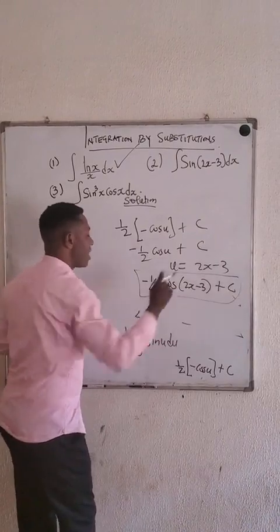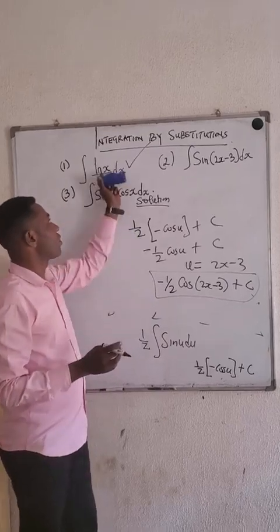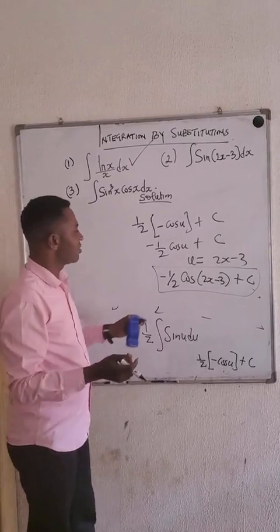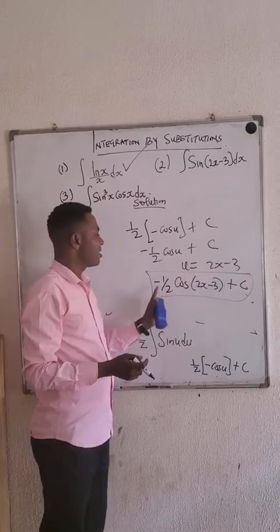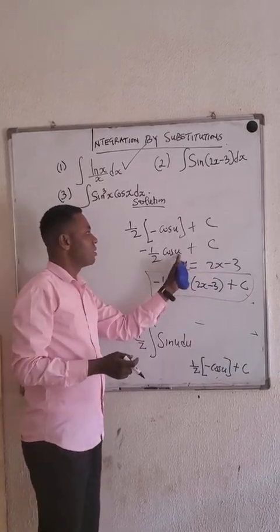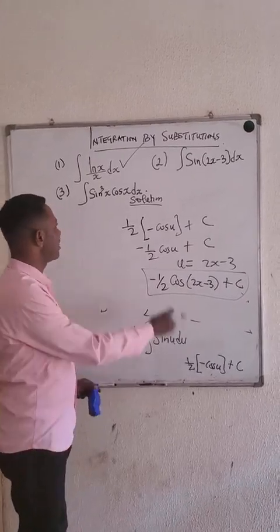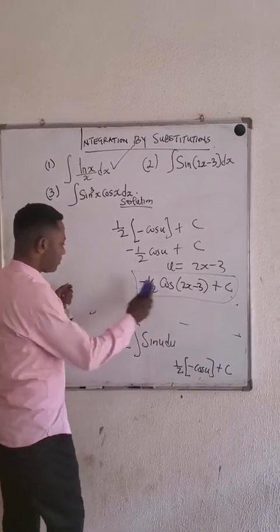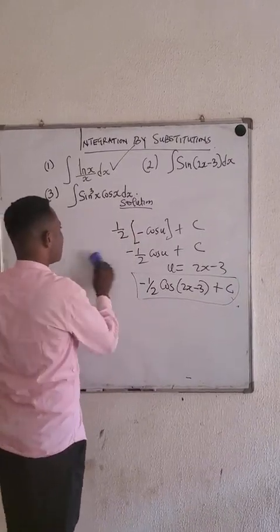Even in the first example, we were supposed to go back and substitute u to be equal to ln x. Anywhere you see u, you just put ln x. So also in this one, since we say u should be equal to 2s minus 3, we will now substitute u to be 2s minus 3, plus c. And this is done. Very, very simple. So now, we can consider the last example.